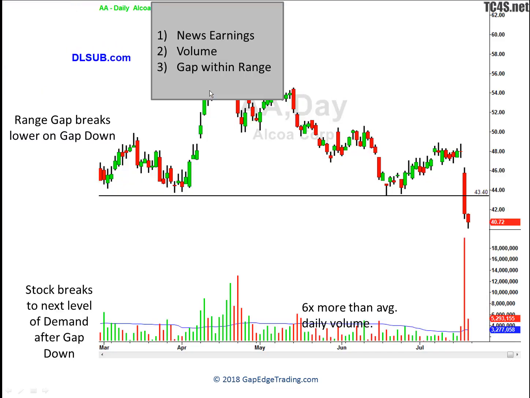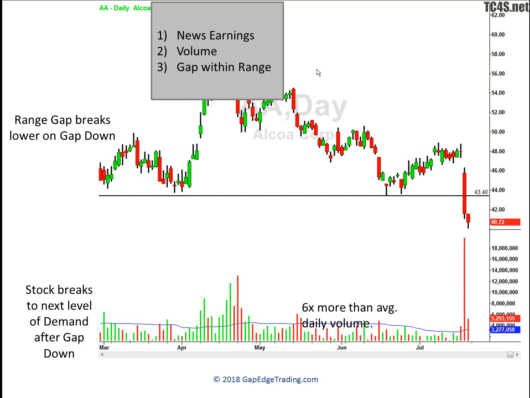Here's an event showing you the 3 parameters we just talked about: news, volume, and gap. The stock gapped down on earnings, right? Then number 2, look at the volume. Normally it does 3.2 million shares, and the day it gapped, it did over 18 million. And then 3, it gapped inside the range but broke the range, so giving you a massive edge in trading this gap. You want to be part of this opportunity.